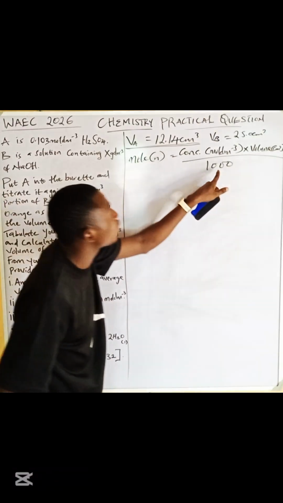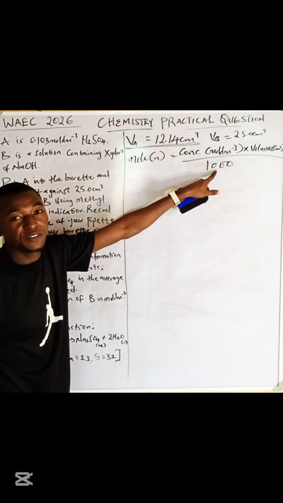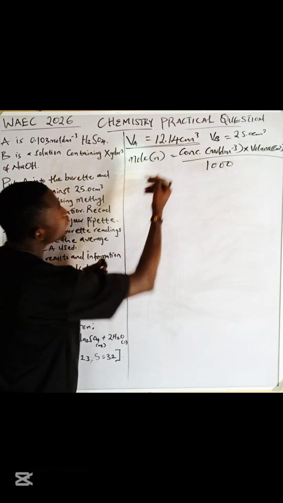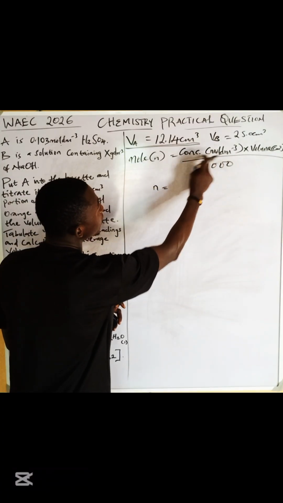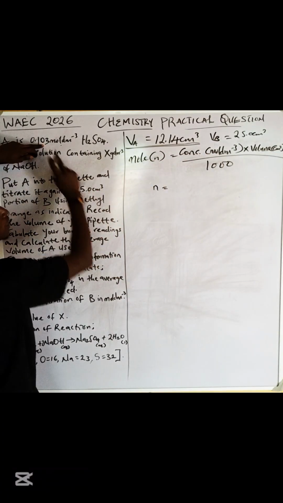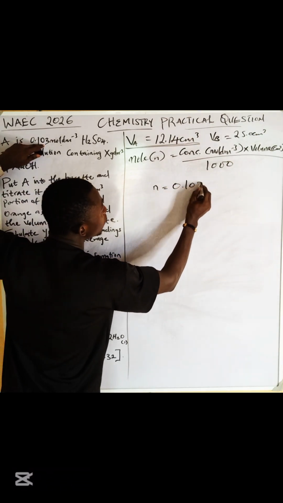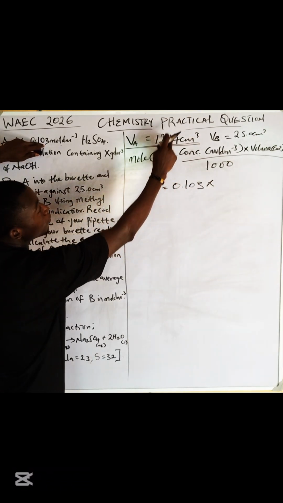It is cm cube, and that is why you have to divide by 1000. Divide by 1000. So what will be our amount in mole now? It equals our concentration in mole per dm cube of A. Look at it here. We have 0.103 multiplied by the average volume of A used.